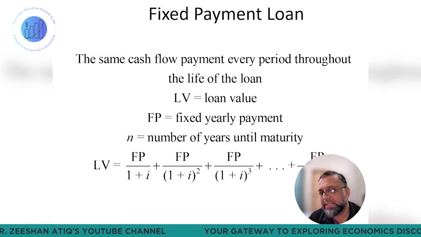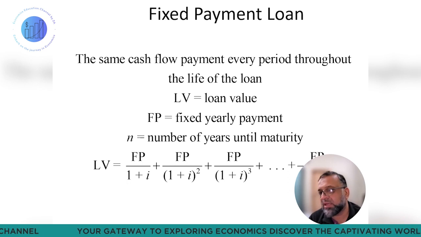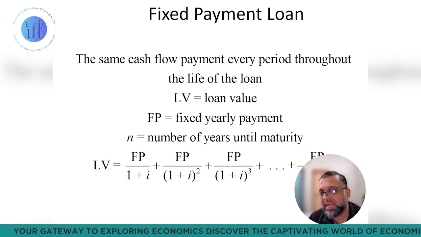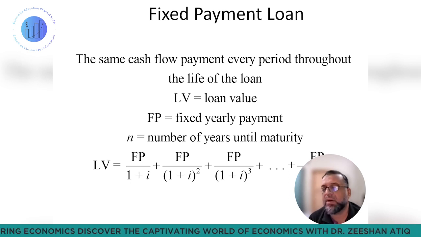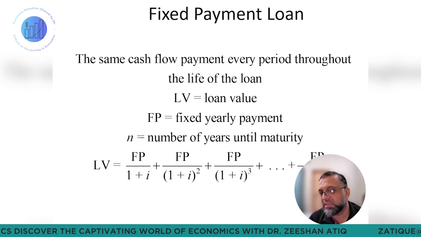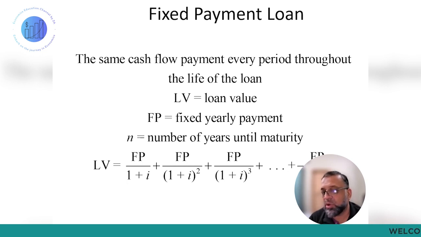Now look at the calculation of YTM for this project. You know that the payment is made in installments. The first installment will be discounted by 1 plus i, the second installment by 1 plus i to the power 2, the third installment by 1 plus i to the power 3. Similarly, the nth installment will be discounted by 1 plus i to the power n. So we will be looking for an interest rate that equates the discounted cash flows of the future installments to the loan value.